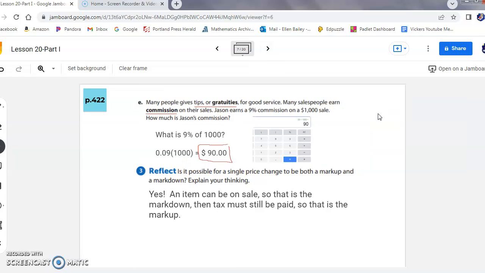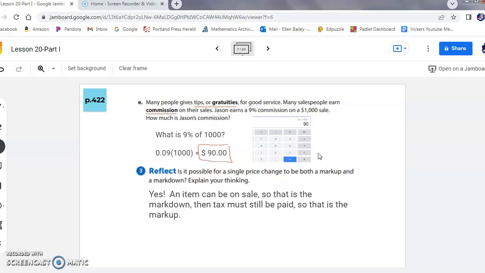All right, folks, let's look at letter E and the reflect. So this is a little bit about commission here. But let's start here. Many people give tips or gratuities for good service. We've talked a lot about that, so I don't think we need to go there. But this one, many salespeople earn commission on their sales.